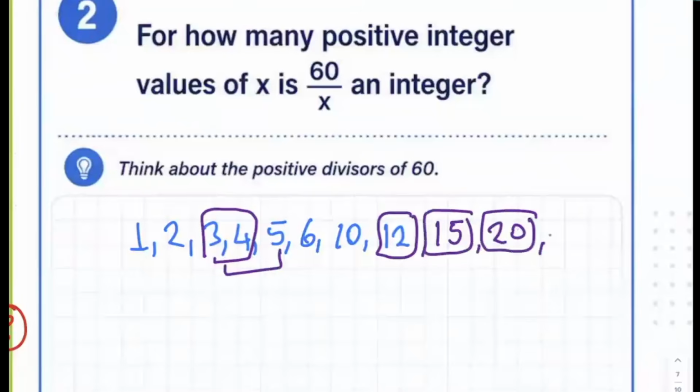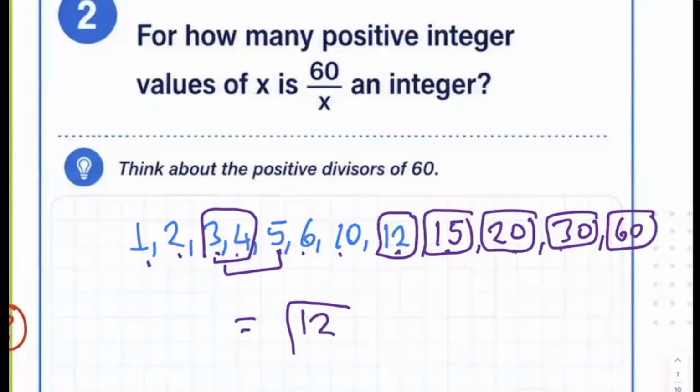And then what's next? 30. Good job. And finally, 60. How many total divisors? That means 12 positive numbers make this one divide 60 evenly, right?